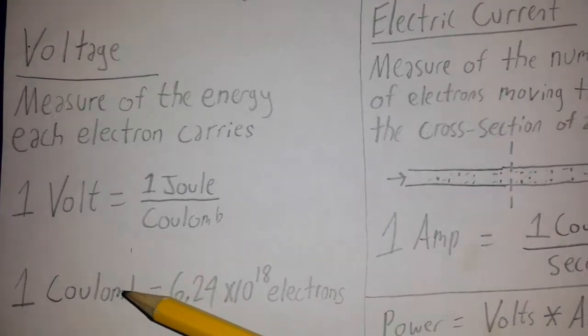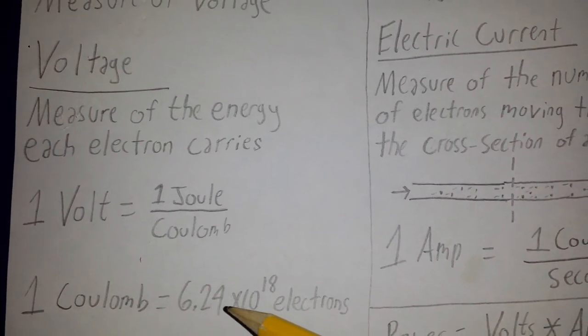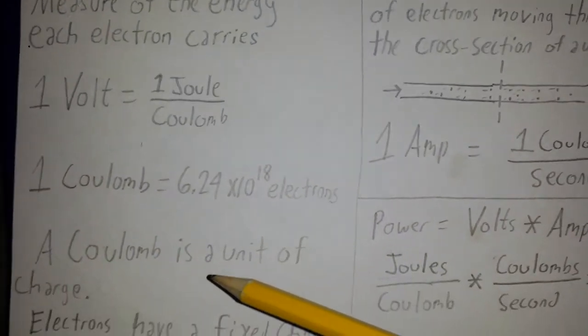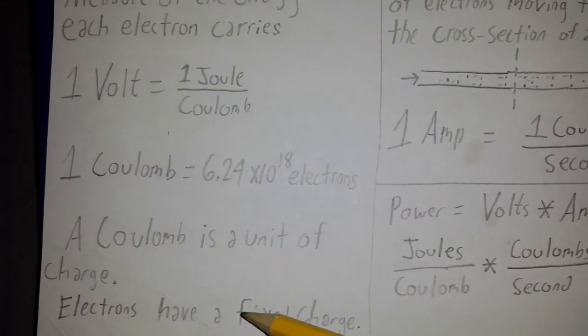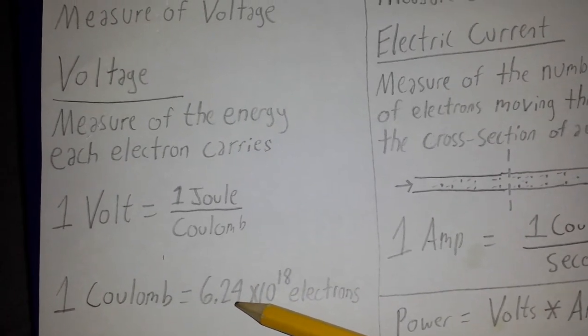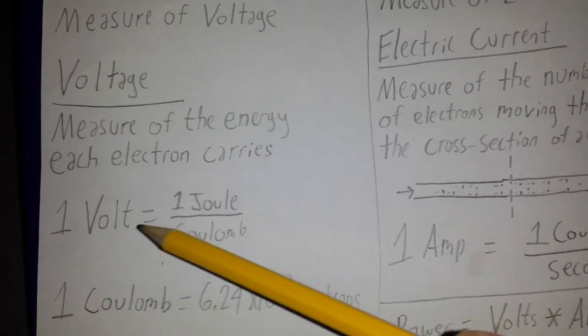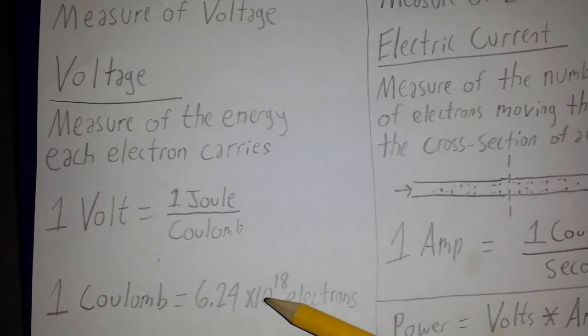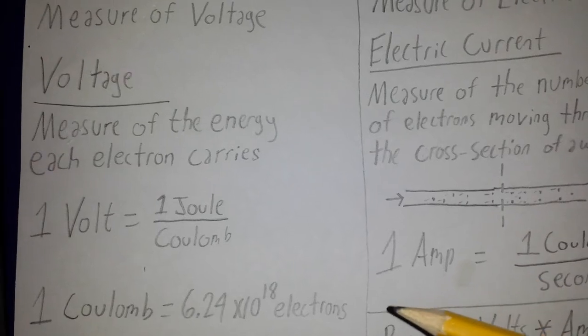Now a coulomb is 6.24 times 10 to the 18 electrons. Coulomb is a unit of charge, and electrons have a fixed charge, so this many electrons will add up to 1 coulomb of charge. So basically, 1 volt is 1 joule per 6.24 times 10 to the 18 electrons.